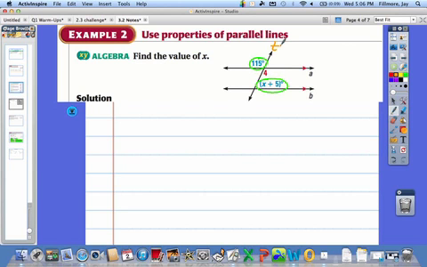So what we should do is see if we can make a relationship happen using vertical angles or linear pairs. So we have two options, and I'll show you both of them. Both of them will work. So option 1.